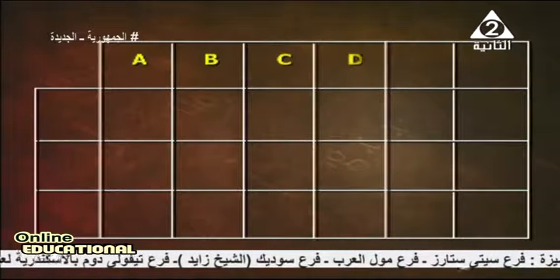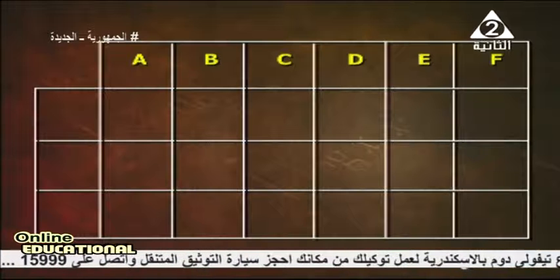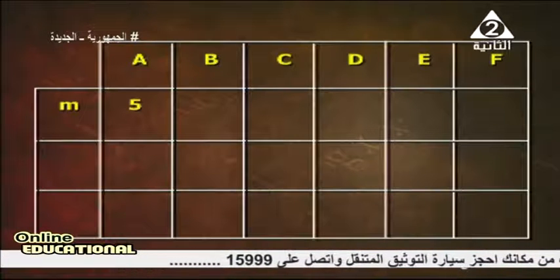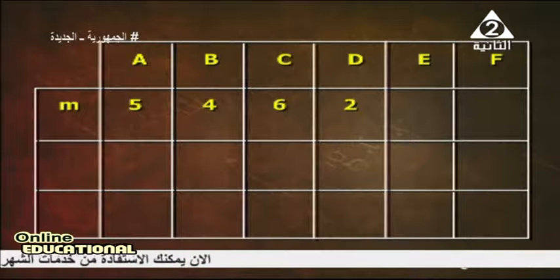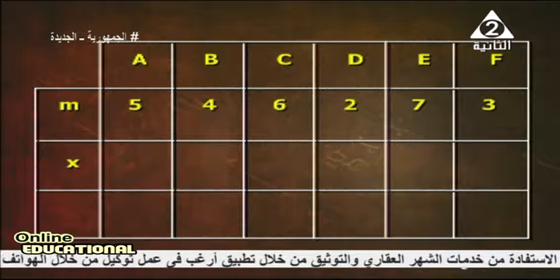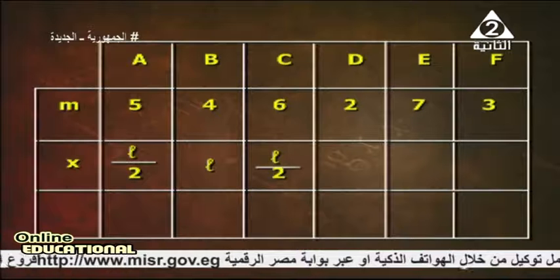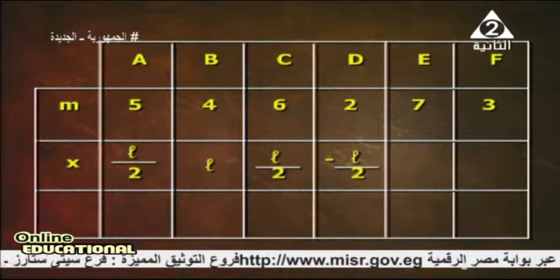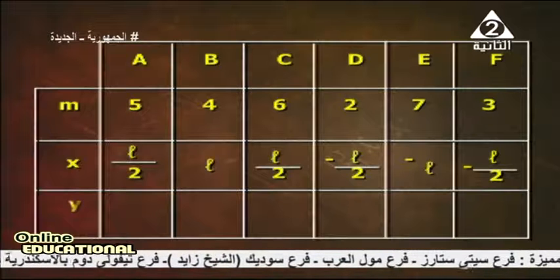for the following table, at A, B, C, D, E, F, the vertices of the regular hexagon. Mass at A 5, at B 4, at C 6, at D 2, at E 7, at F 3. What is the X coordinate at A? L over 2. At B L, at C L over 2, at D negative L over 2, at E negative L, at F negative L over 2.